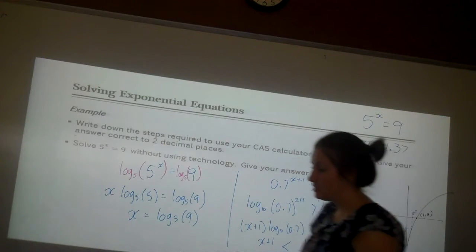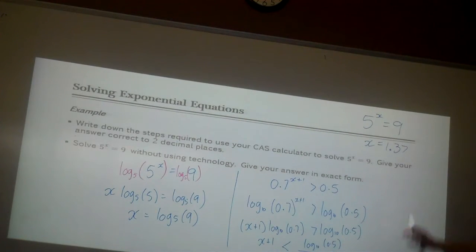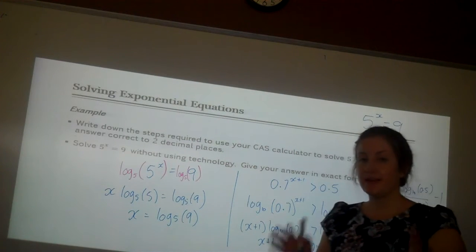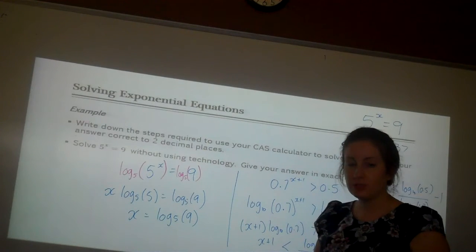So our final answer to this question would then be x, we can subtract 1 from both sides, is less than log base 10 of 0.5 divided by log base 10 of 0.7 minus 1. So this is what we've got here. Again, you could do it on your calculator. That's straightforward. You would go straight to an answer. This is just a different way of solving them.